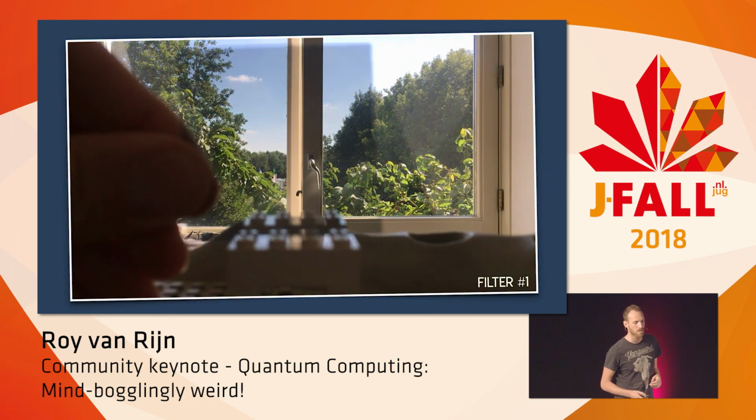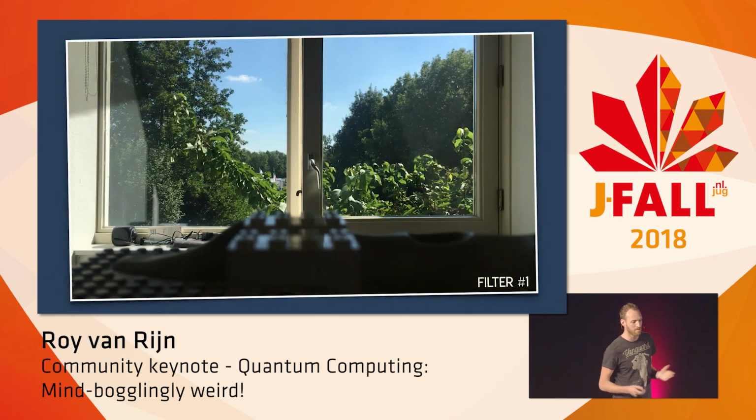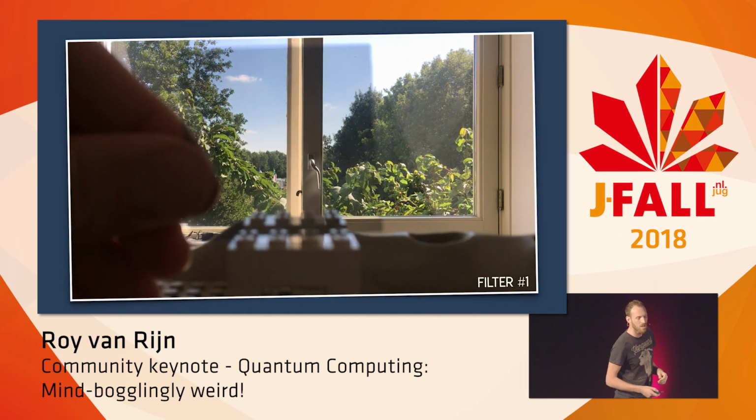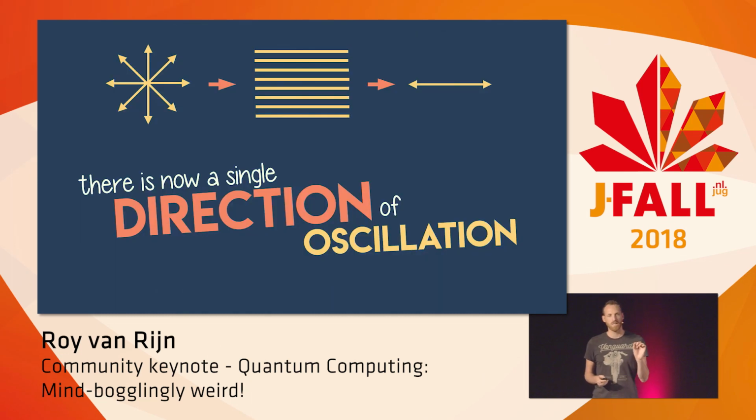Let's see that in action with a bit of Lego. It's a filter. So what happens when light passes through the filter? The thing is, if the light was at an angle, after going through the filter, it will be completely horizontally polarized. You will actually change the polarization of light.